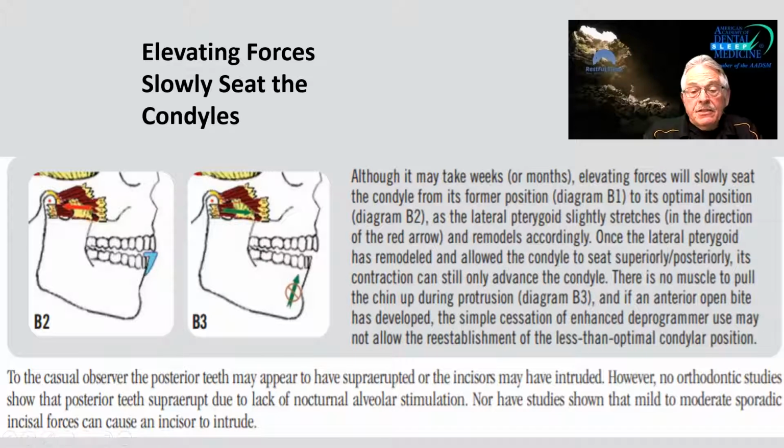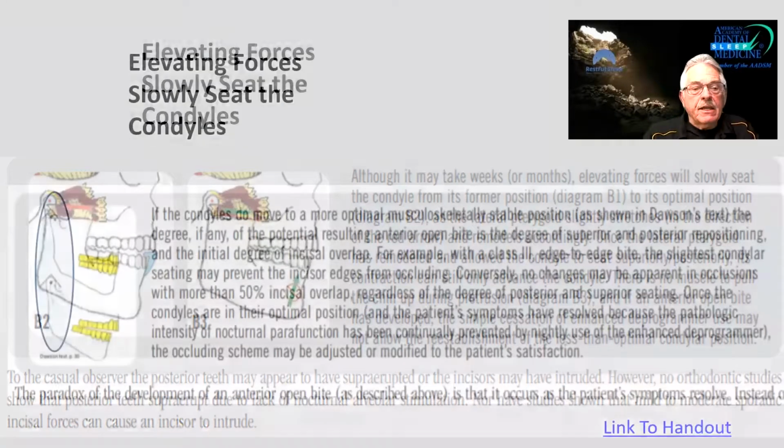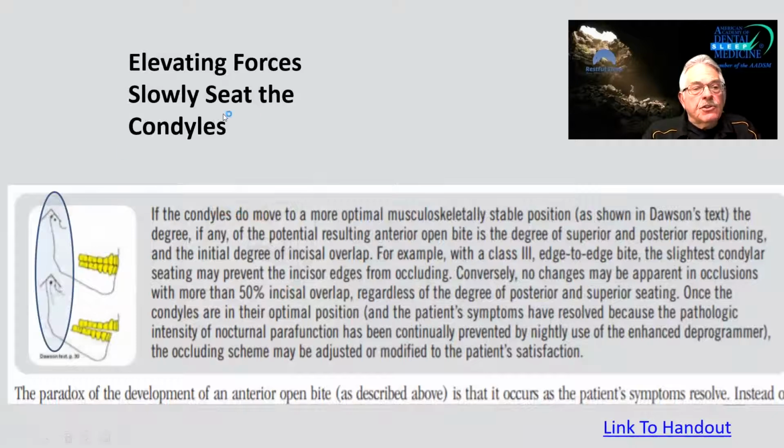So there have not been any studies showing that mild to moderate sporadic incisal forces can cause incisors to intrude either. So NTI appliances do not cause posterior open bites. They do cause anterior open bites, but it's from rotation of the mandible. So let's just work from that framework here if we can. The elevating forces slowly seat the condyles. You can see that here. This condyle here is down the glenoid fossa, okay? Teeth are together. And as you put the NTI appliance in, the mandible rotates, the condyle seats, and you end up with an anterior open bite.